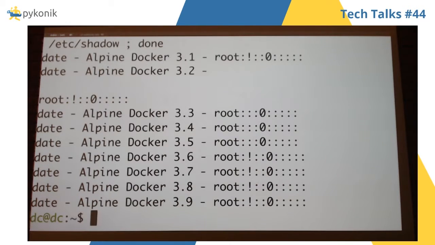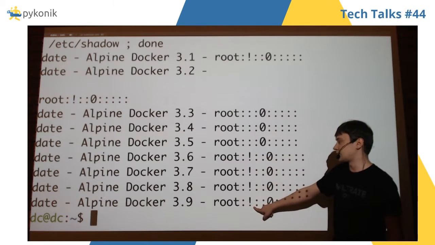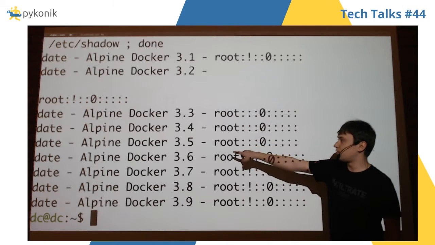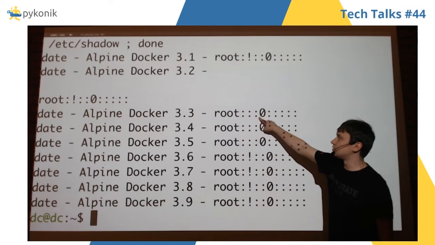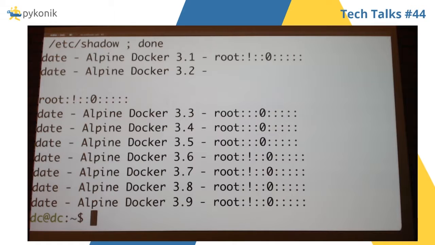But basically, as you can see, the last 4 images of Alpine have this exclamation mark. Then 3.5 to 3.3 don't, then 3.1 and 3.2 have it. So if you are using 3.3, 3.4, or 3.5, you are probably vulnerable to that. If you are using the latest, you might be, I'm not sure, because it might be that they were vulnerable but were patched. So it's good to check it.